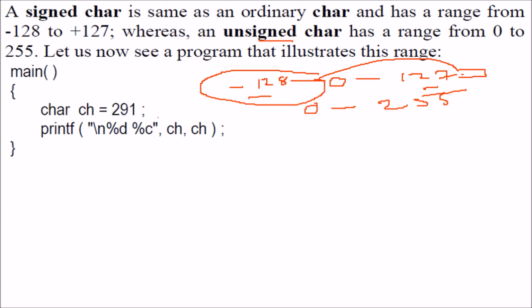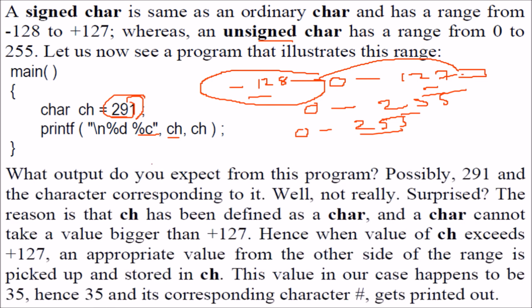So let us see a program now. This ch character has the value 291. You want to print out the value of this 291 along with its character equivalent. We know that for ASCII, we have only values from 0 to 255. 291 is above our range. So what are you going to expect from this program? Possibly 291 and the character related to 291, but this is not going to show.